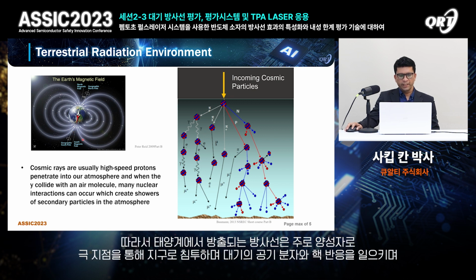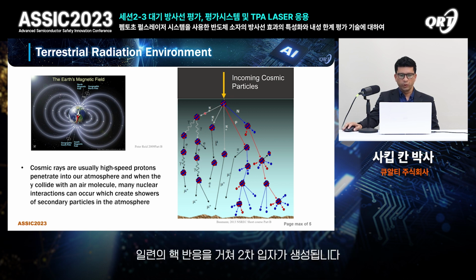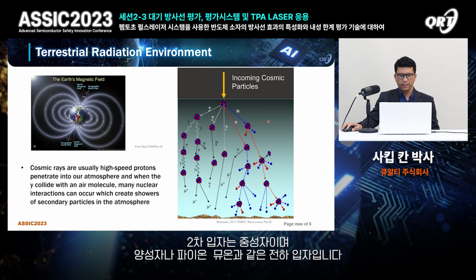So the radiation coming from our solar system, mainly protons, can penetrate into our environment through these poles, and it can undergo nuclear reactions with the air molecules found in our atmosphere, and undergoes a cascade of nuclear reactions to produce a shower of secondary particles. These secondary particles are neutrons. They are charged particles like protons, pions, and muons.